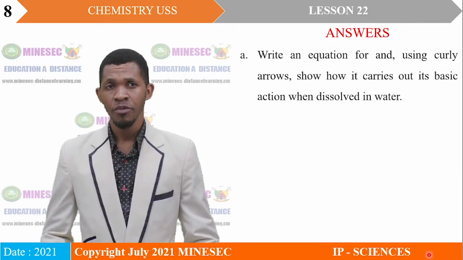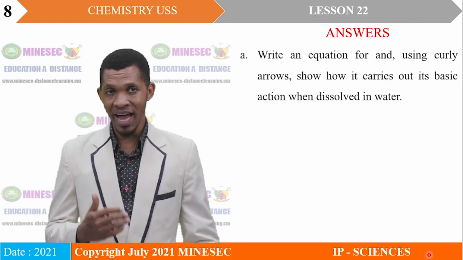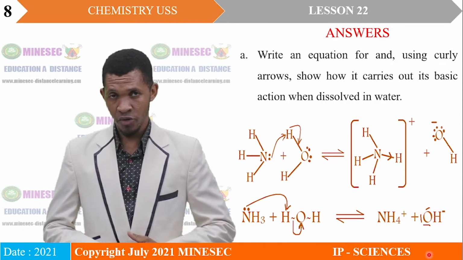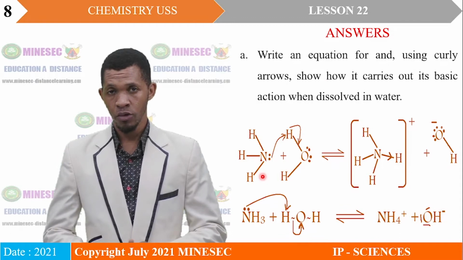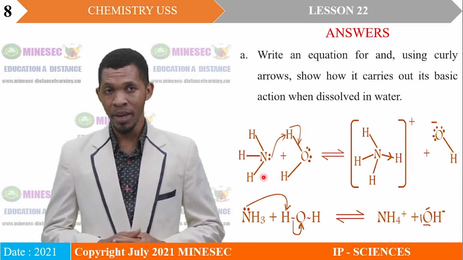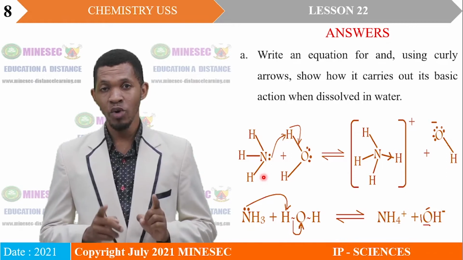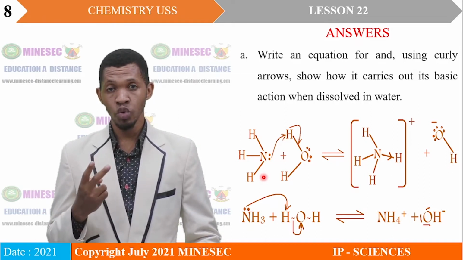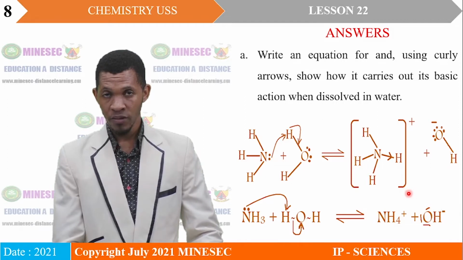Answers. A. Write an equation for and using curly arrows show how ammonia carries out its basic action when dissolved in water. Now, when ammonia is dissolved in water, the reaction on your screen takes place. Notice that in ammonia, there is a lone pair of electrons on nitrogen. Nitrogen donates this lone pair to hydrogen of water. Now the hydrogen accepts the lone pair of electrons, and then there is heterolytic bond fission of the hydrogen-oxygen bond in such a way that the electron pair, the two electrons involved in the bond, are transferred to the oxygen atom. And now the product is ammonium ion and hydroxyl ion with an overall negative charge.